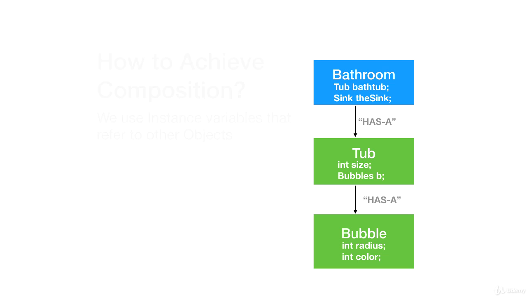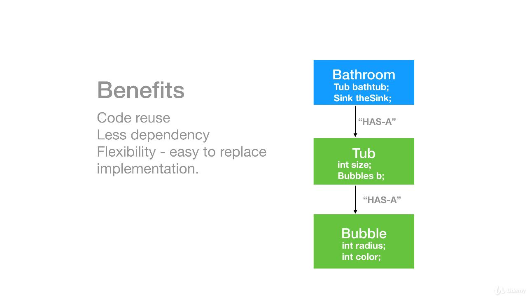And there are a few benefits to using composition. The first one is code reuse, less dependency between these entities, these classes, and flexibility, meaning that we can now easily replace the implementation of each class, right? Because we know, for instance, bathroom has a tub and also has a sink, which means we can just go to a tub class and change things and everything else will still work, okay? Now let's go ahead and look at this example in code.